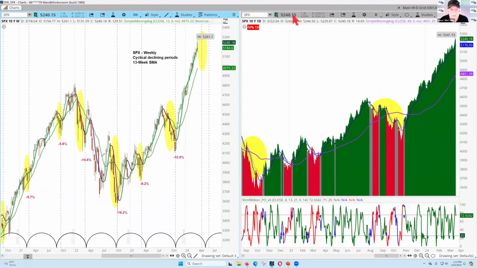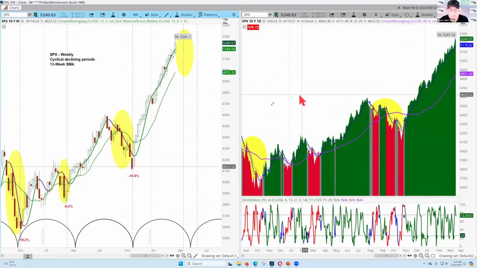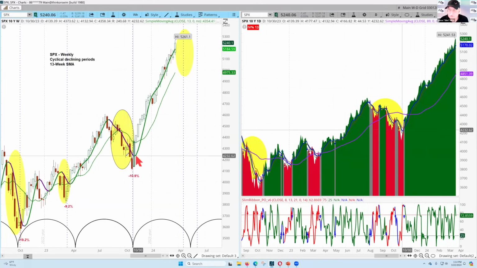Now I'm showing you this a little bit differently. Let's look at the bull market right over here and that same time frame that we have, where does that go?